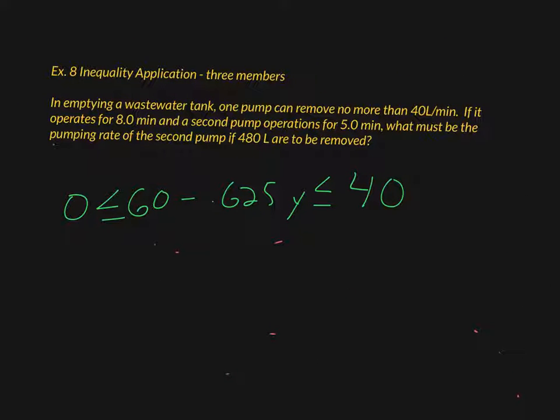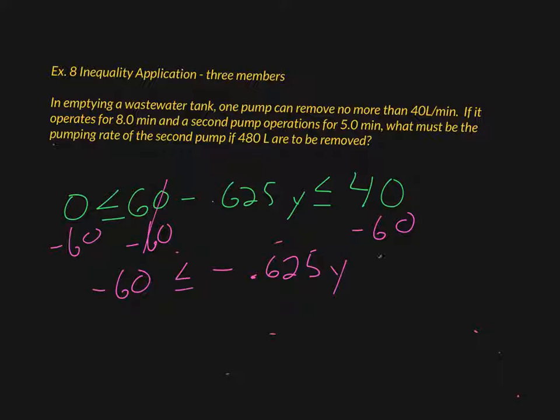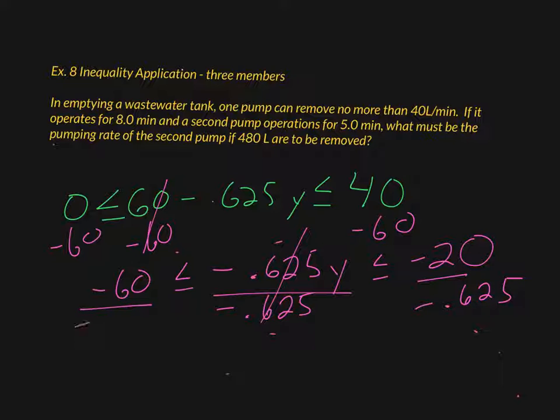So we're going to now solve this inequality for y. We're going to minus 60 on all 3 spots. So we now have that negative 60 is less than or equal to negative 0.625y, which is less than or equal to negative 20. Divide everything by negative 0.625. This gives us that 96, flip your sign, is greater than or equal to y, which is greater than or equal to 32.